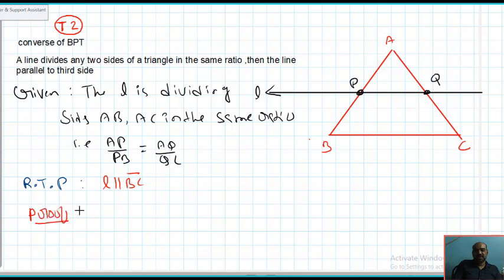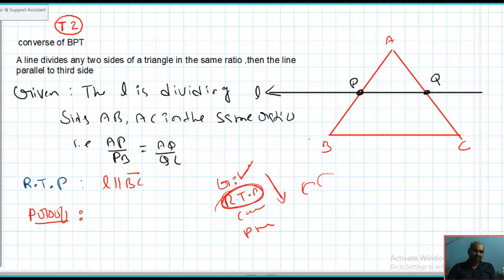Now I am using the indirect method of proof. Actually, there are two types of proofs: direct method and indirect method. So I will explain what is the direct method and what is the indirect method. Given data, then what is required to prove, that is called the conclusion, then construction, proof. So straight away, this is called the direct method: by using given data, proving RTP.